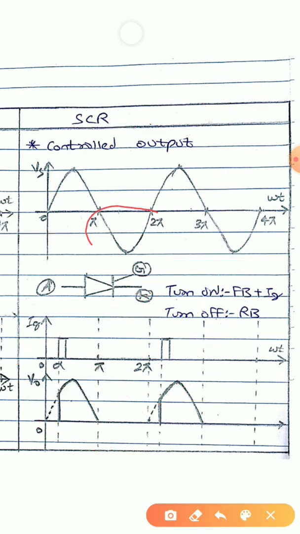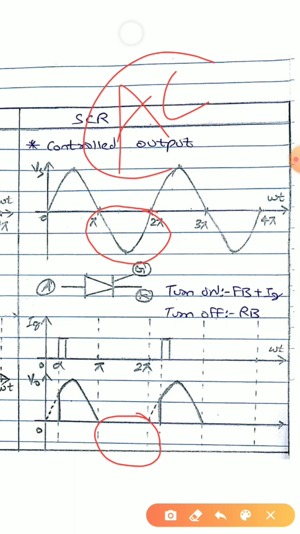And in the reverse bias duration also we can see that there is no conduction. Why? Because of natural commutation. Why natural commutation? Because I am using an AC supply here. In an AC supply, in the second half, the supply directly reverses itself, and because of that I am having natural commutation, and here there will be no conduction.